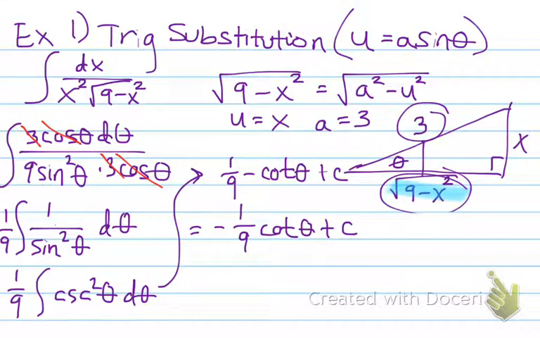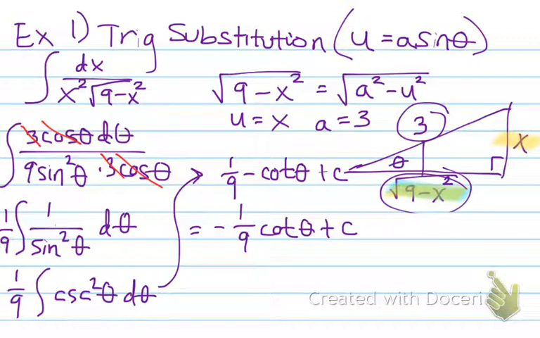And last but not least, we don't want to have cotangent in our answer because we didn't start with any trigonometric functions. We want to put it back into the form that we know. So if we look back over here at our triangle again, I'm looking for what cotangent of theta is so that I can substitute it back in. And I know that cotangent of theta is the reciprocal of tangent. So if tangent is sine over cosine, that means that cotangent must be cosine over sine. Tangent is opposite over adjacent, so cotangent would be adjacent over opposite.